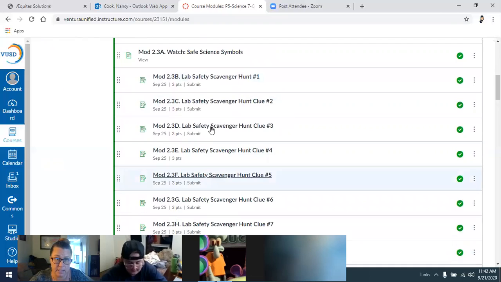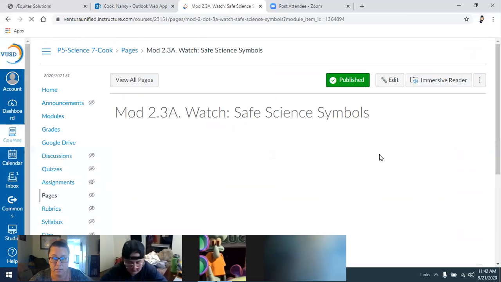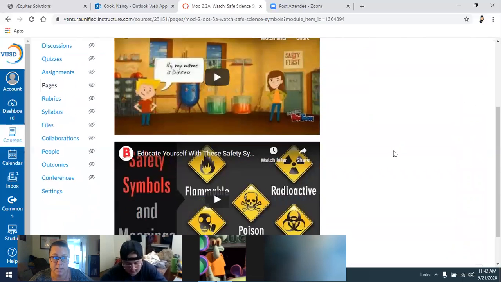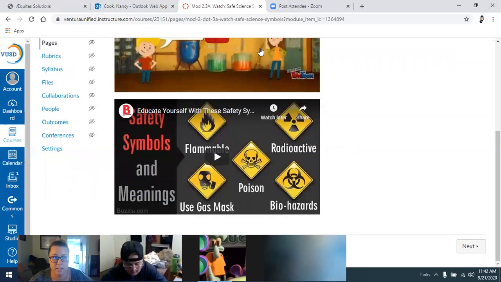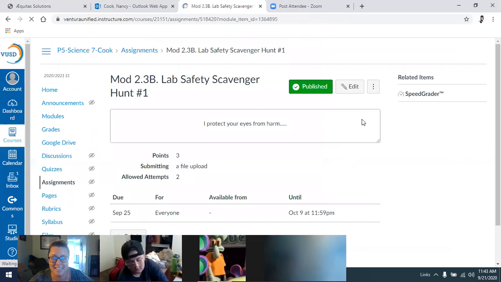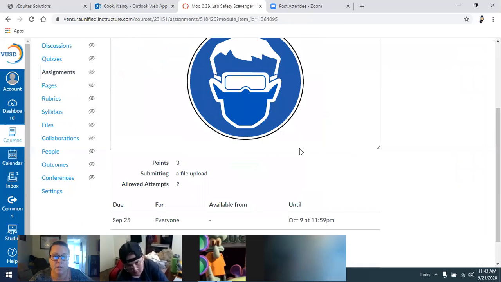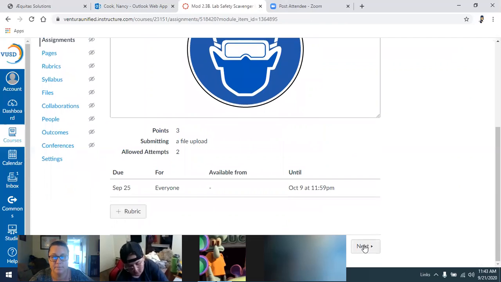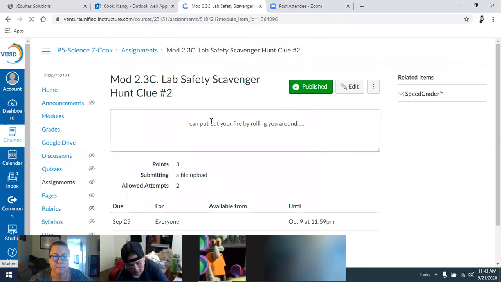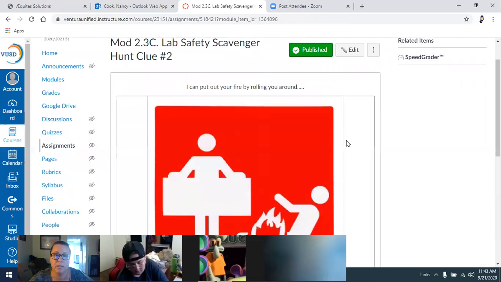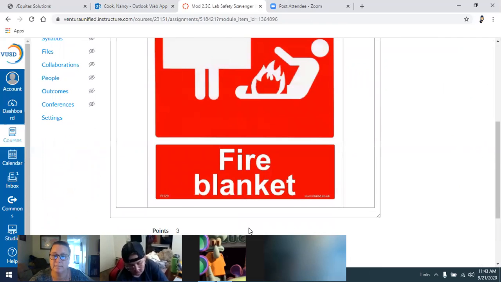Now I know it looks like there's a lot to do up here, but take a look. You're going to see in here, one of the pages is going to have a video about science safety symbols, right? You have a couple of videos there about what these symbols all represent. Here's your skull and crossbones, that's poison. And then you're going to have to do, it's really easy, guys. This picture says, I protect your eyes from harm. And you're going to have to answer what that's a picture of. Second one, I can put out fire by rolling around you. The answer is right there.